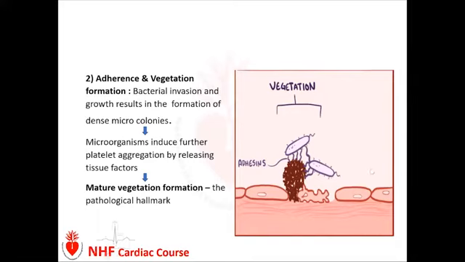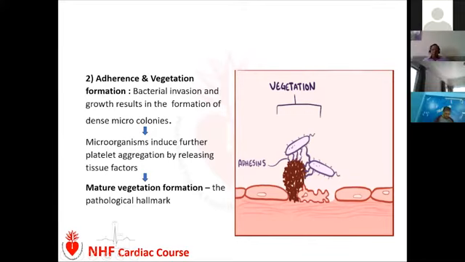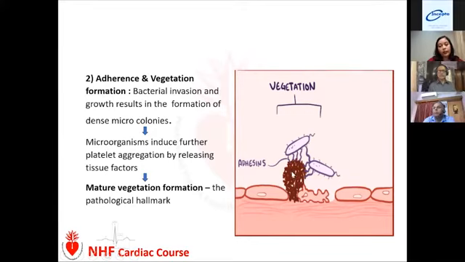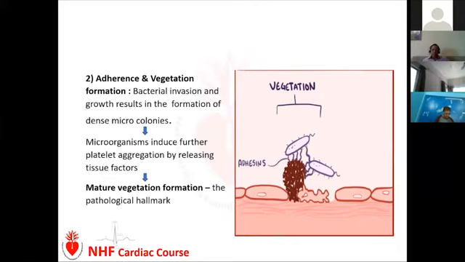The bacteria adhere to the sterile mass and to each other by adhesion molecules, form dense microcolonies, and release tissue factor, which attracts more platelets, results in platelet aggregation and accumulation of other inflammatory cells. All this combined forms a mature infected vegetation, and this is the pathological hallmark of infective endocarditis. So a mature vegetation usually contains platelets, fibrin deposition, enmeshed organisms, and moderate inflammatory cells.